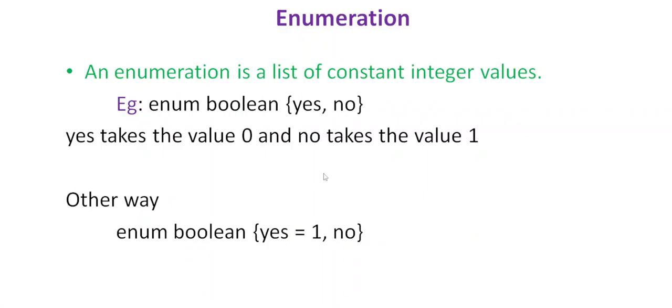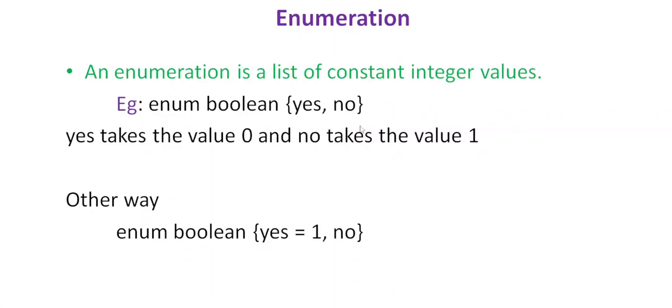Enumeration. Enumeration is a list of constant integer values. You can declare like this: enum, which is a reserved word you have to use as it is, followed by boolean, and within the brackets you declare yes, no. That means yes takes 0 and no takes 1. It is a list of constant integer values, but here we are using symbols, which will take the values 0, 1, 2, 3 like that.